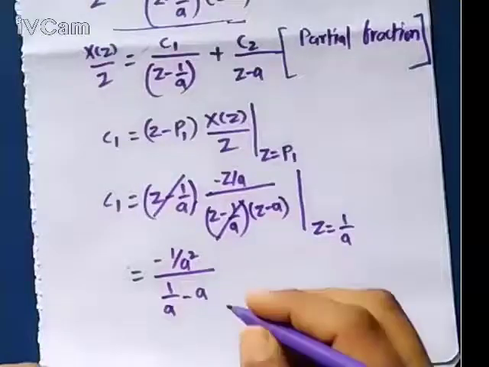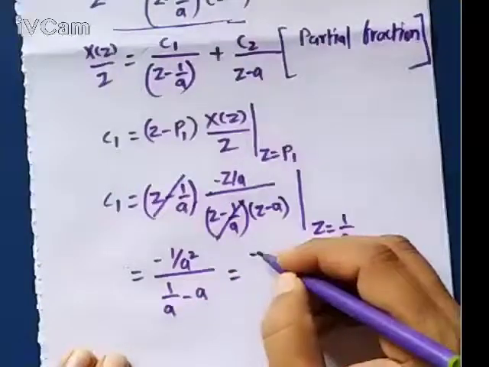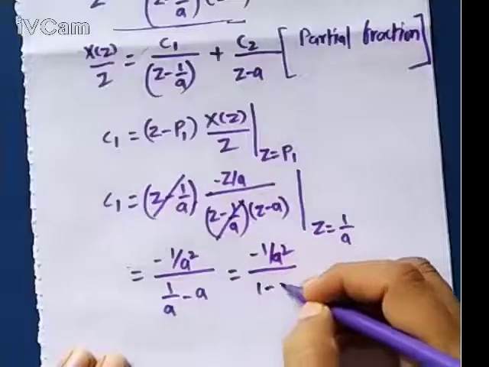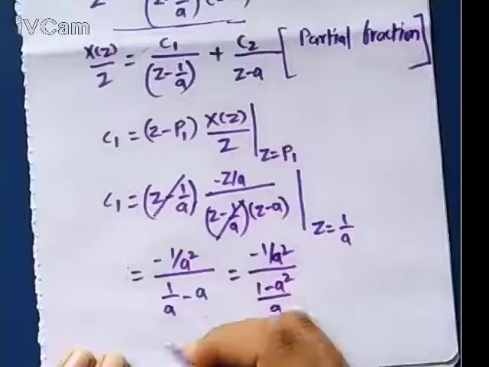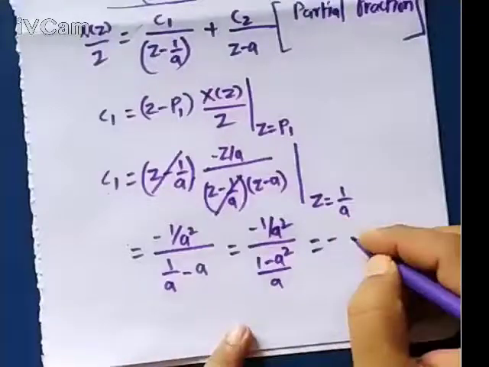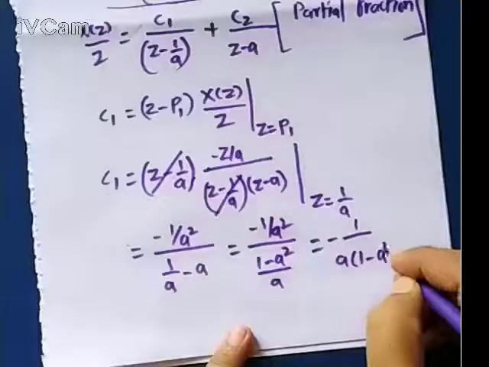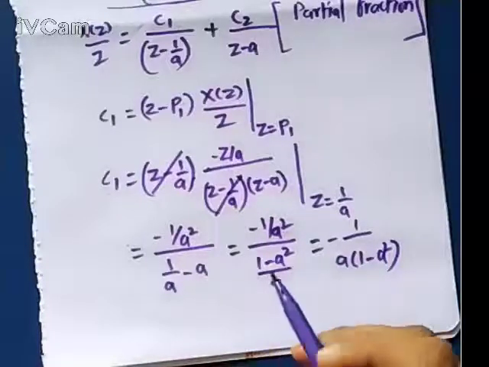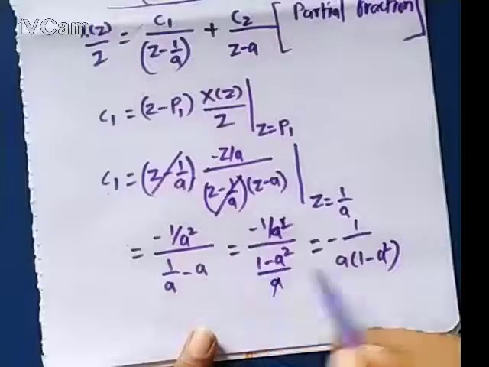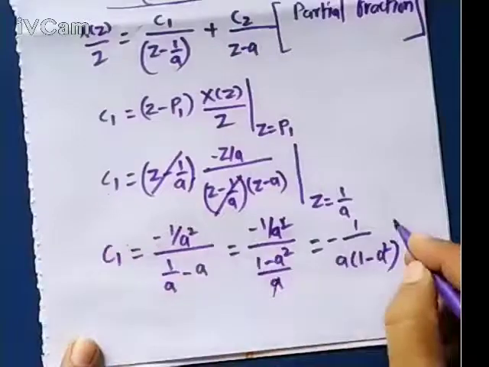Okay, so if you do this calculation, that will be minus 1 by a square upon 1 minus a square by a, and what I will have here will be minus 1 by a into 1 minus a square. Okay, because this 1 by a and this square term will get cancelled, so only this minus 1 by a comes, and 1 minus a square. Okay, so this is my c1.